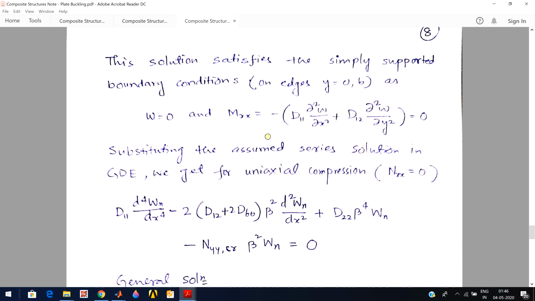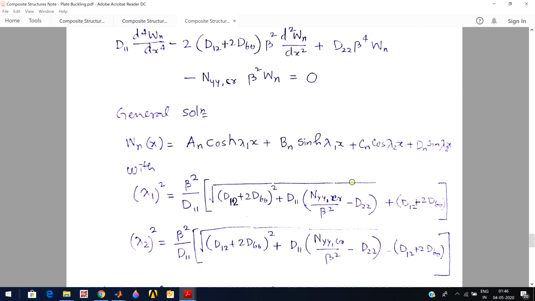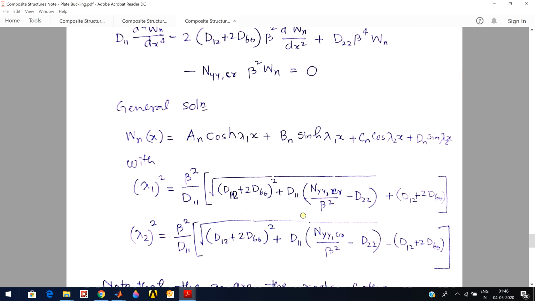After putting this assumed solution into the differential equation, we get an ordinary differential equation and the solution of this ordinary differential equation. For this case we are assuming an x is equal to 0, and the general solution is this, where lambda 1 square and lambda 2 square will be denoted by this. And these lambda i's are actually calculated from the roots of this characteristic equation.